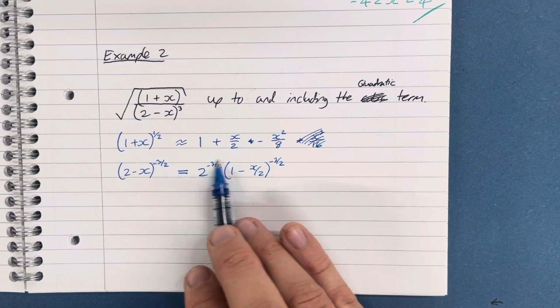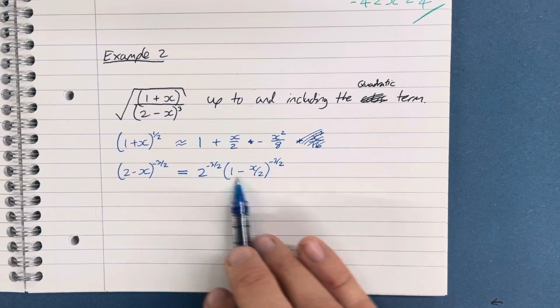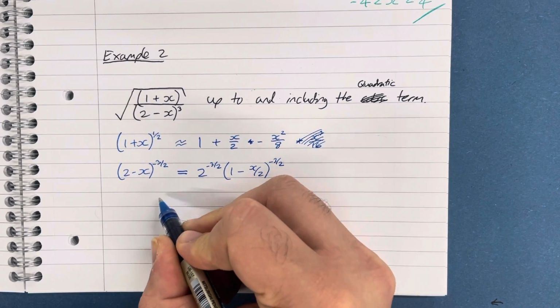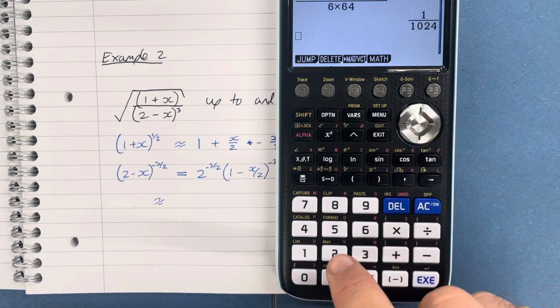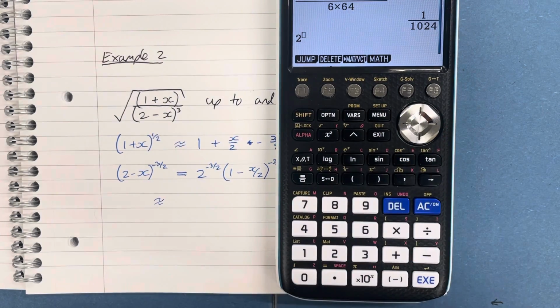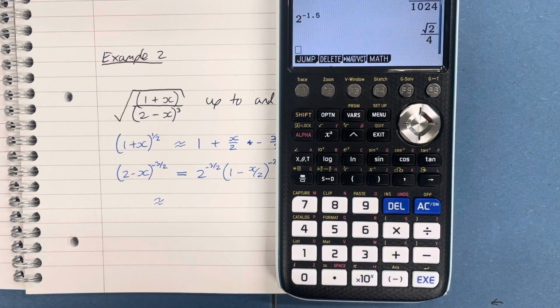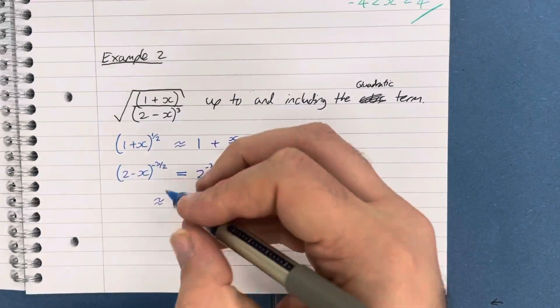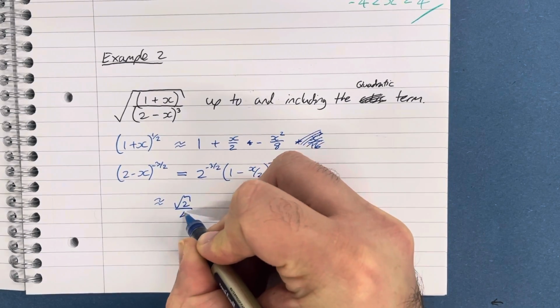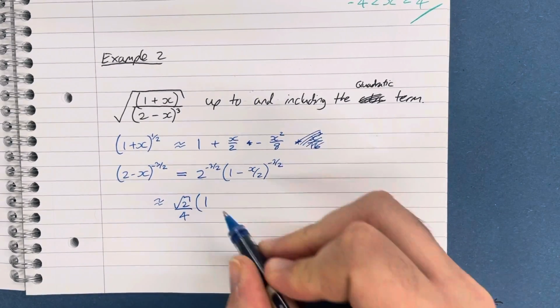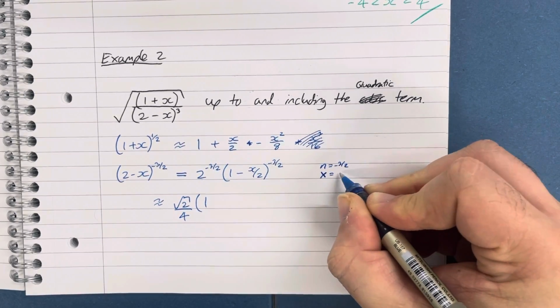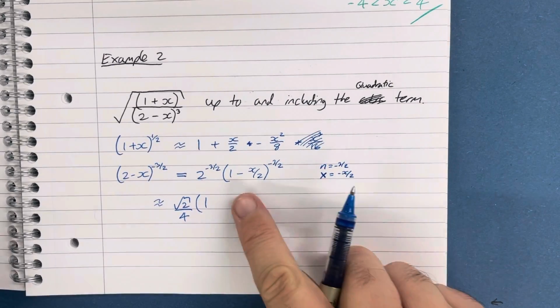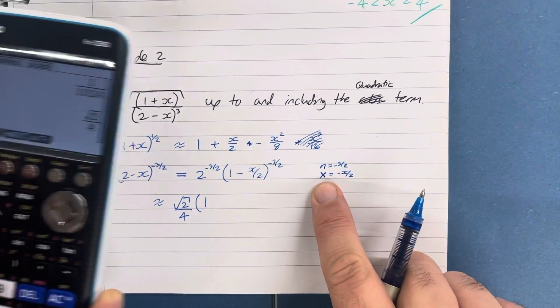We can see that this term is now out as a multiplier, and we can apply the binomial expansion to the rest. So that is approximately equal to 2 to the minus 3 on 2. I'm going to write that as a nice surd as opposed to a not nice fractional power. That is root 2 on 4. Into 1 plus nx. Now n in this case is minus 3 on 2, and the capital X is minus x on 2. Don't forget to take the negative with you. Okay, the negative is part of the capital X.